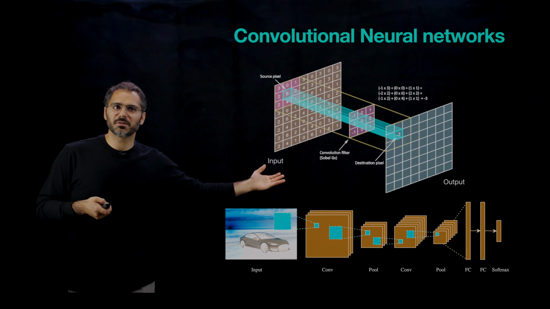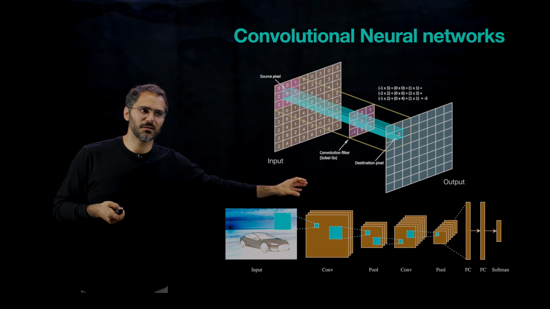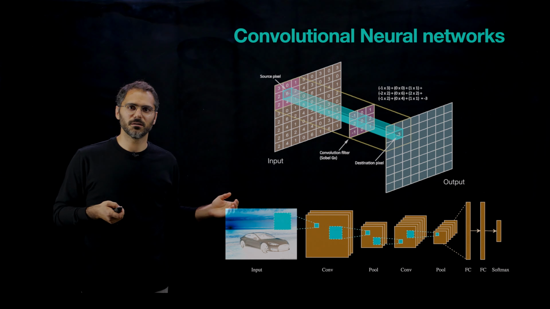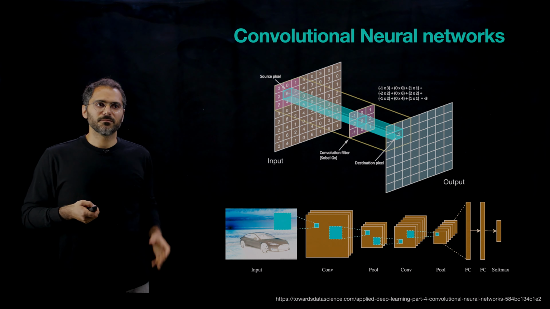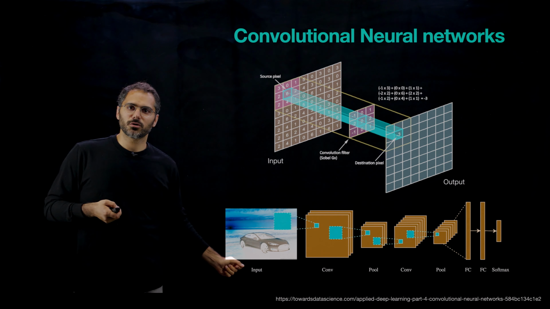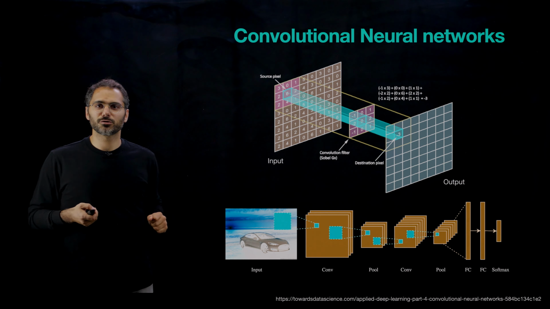And at the end, you get something very simple where it says, tell me what this car is, or what the brand of the car is. I got this from this link, which also has a good introduction to convolutional neural networks.